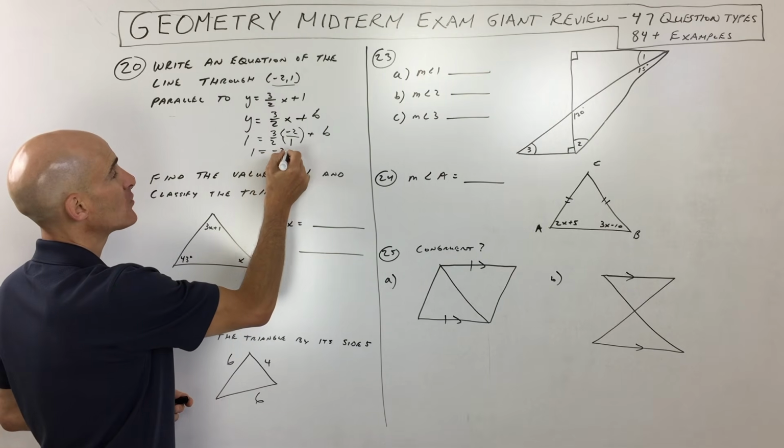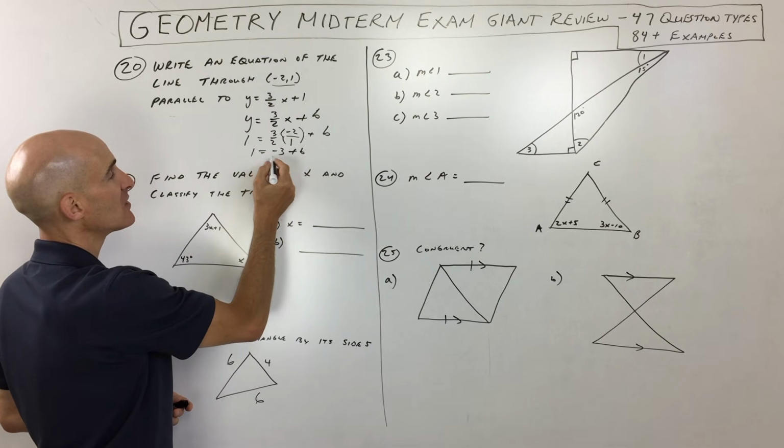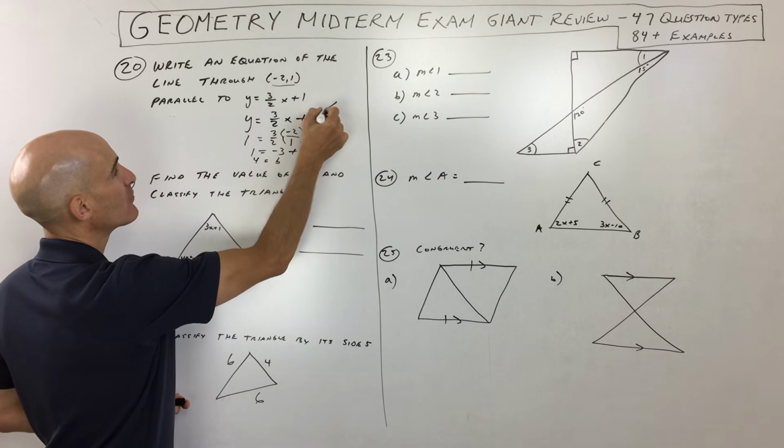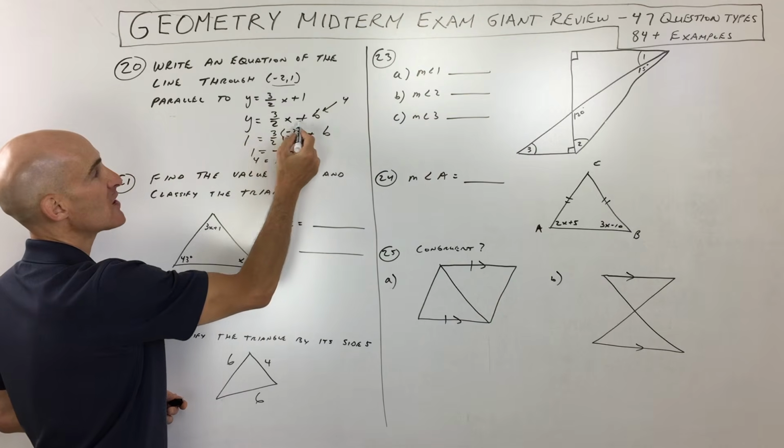So now we have 1 equals -3 plus b. Add the 3 to the other side, and you can see that b equals 4. We just have to put 4 back in here for b, and you've got it. So y equals 3/2 x plus 4.